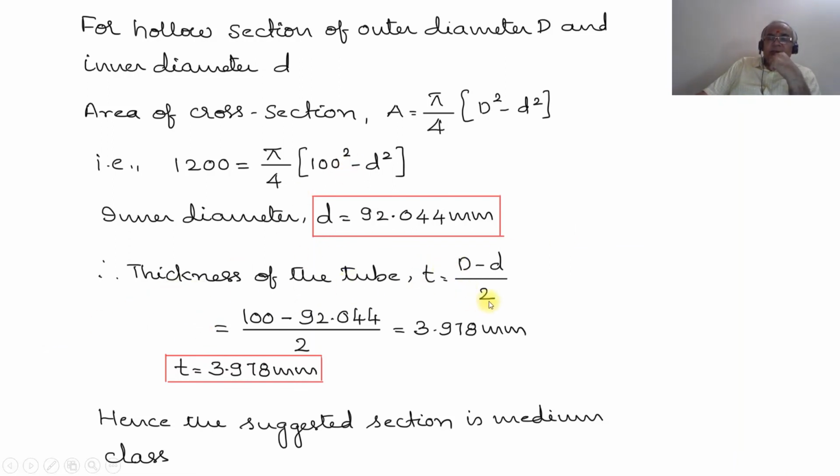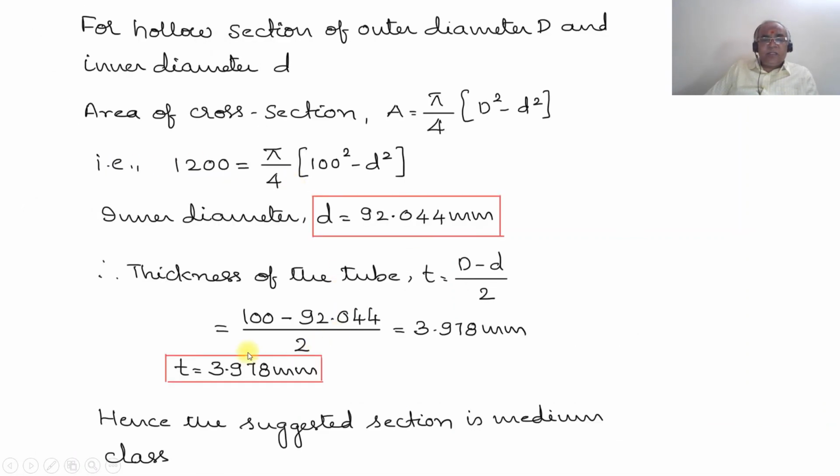But what we need to find out is the thickness of the tube. What is t? The thickness will be D minus d, divided by 2, since it is on both sides. The cross section has an internal diameter and an external diameter. So capital D is 100, minus 92.044, divided by 2, which on simplification gives 3.978 mm. So the thickness is 3.978.